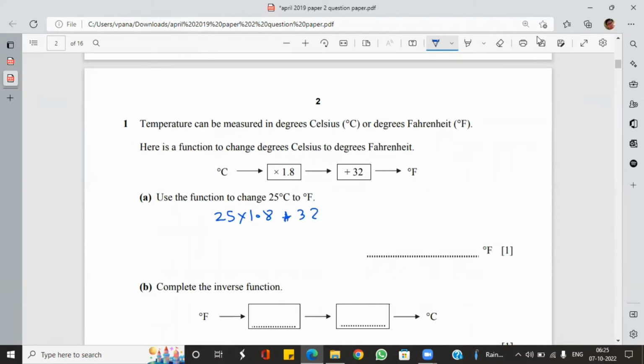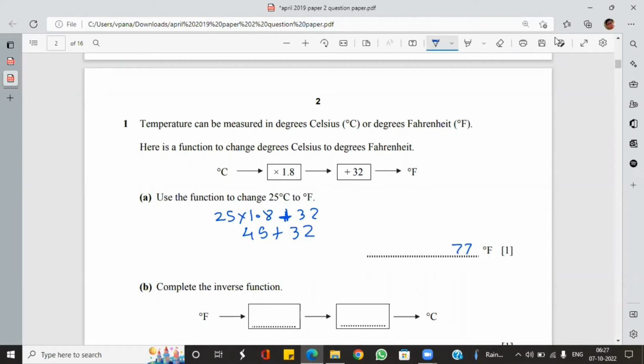So let us start. You are allowed to use the calculator over here. So you can multiply 25 times 1.8, and then add 32. 25 times 1.8 you get 45, and 45 plus 32 you get 77 degrees Fahrenheit. So this is how 25 degrees Celsius is equal to 77 degrees Fahrenheit.